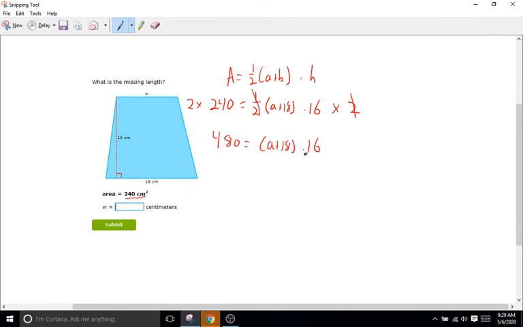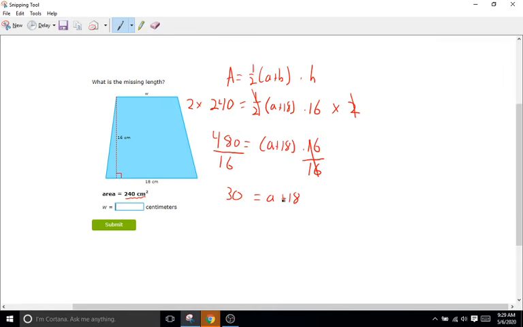Okay, now I need to get rid of the 16. So divide both sides by 16. Okay, 480 divided by 16 is just 30, because 3 times 16 is going to be 48, right? So you're just going to add a 0 because it's 480, not 48. So 30 equals A plus 18.